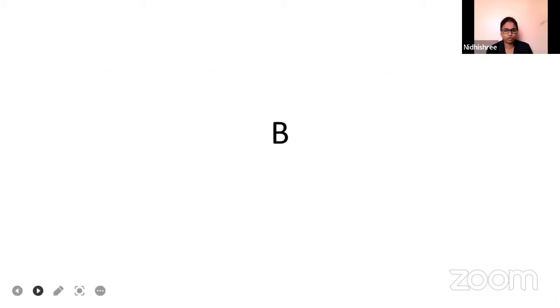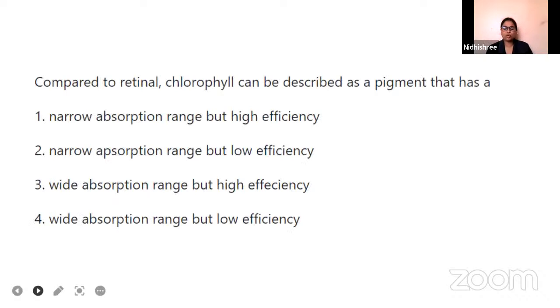Okay, let us proceed with the next question. Compared to retinal, chlorophyll can be described as a pigment that has: option A, narrow absorption range but high efficiency; option B, narrow absorption range but low efficiency; option C, wide absorption range but high efficiency; option D, wide absorption range but low efficiency.